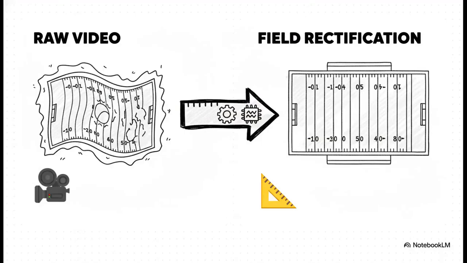And here's their first brilliant move. They realized the football field itself is a constant. It doesn't change. Its dimensions are always the same. So they used the field lines, the yard lines, the hash marks as an anchor. The system would find those lines in the wobbly video and basically stretch and warp the image until the field was perfectly flat. It's a process called field rectification, and the result is amazing. It transforms that shaky, distorted camera view into a stabilized, top-down, God's-eye view of the game. Just like that, the camera motion problem was solved.